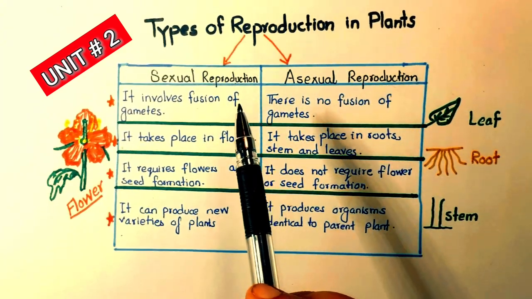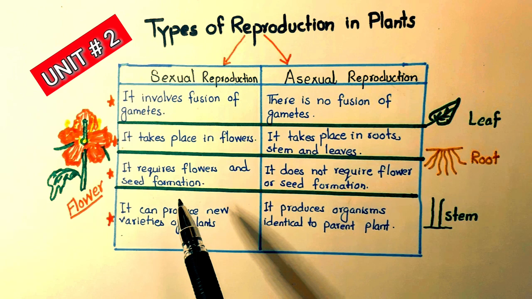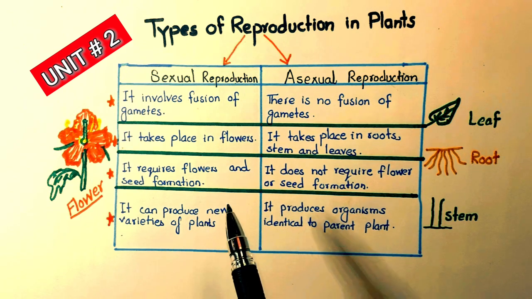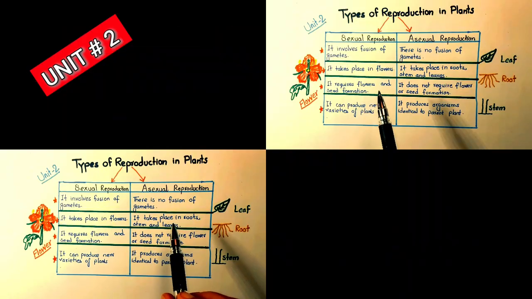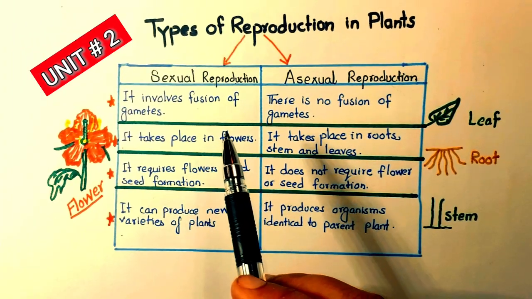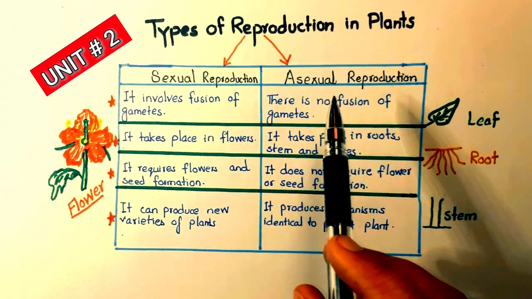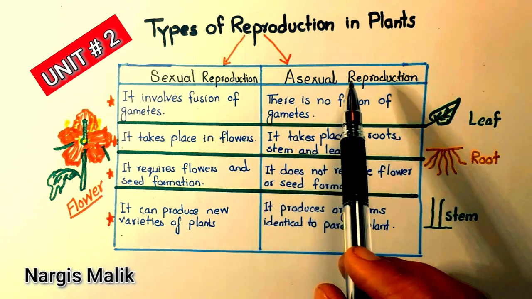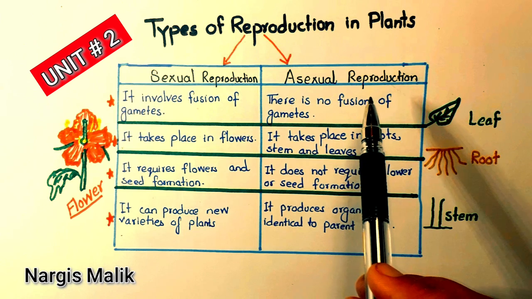In my previous lesson of unit 2, I told you about the reproduction in plants, and we discussed sexual and asexual reproduction in plants. Now we are going to learn this topic by a t-chart. And the question may be: compare and contrast sexual reproduction and asexual reproduction.